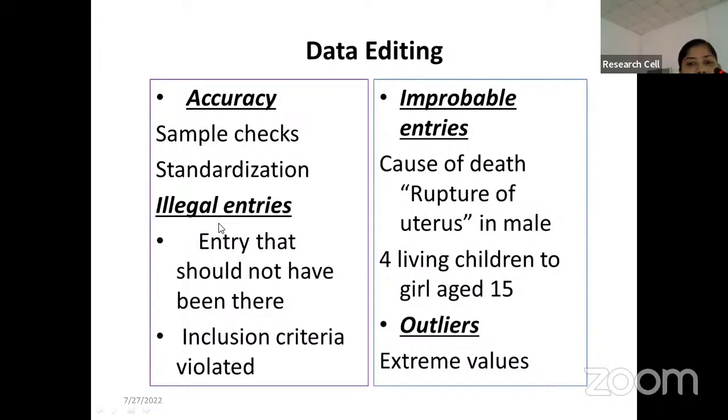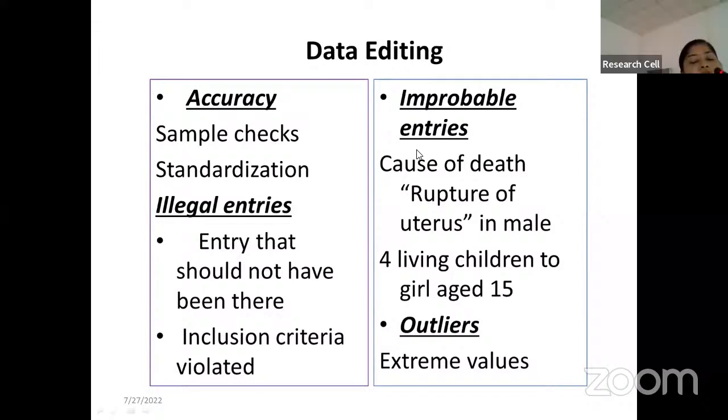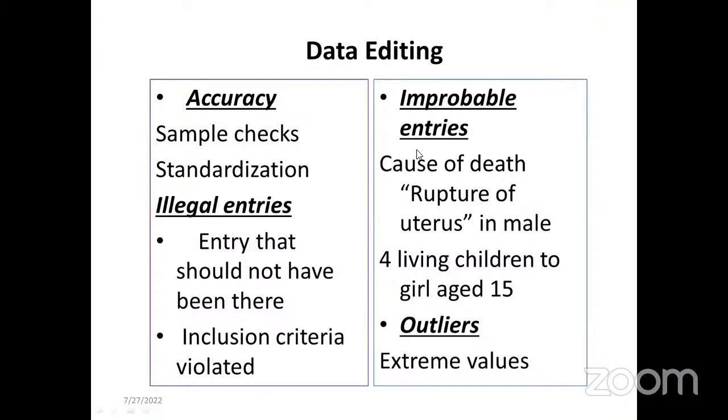Okay. Then improbable entries, like cause of death is rupture of uterus and male. This is not acceptable. Okay. Then four living children to a girl aged 15, not acceptable. You should have answers to this.